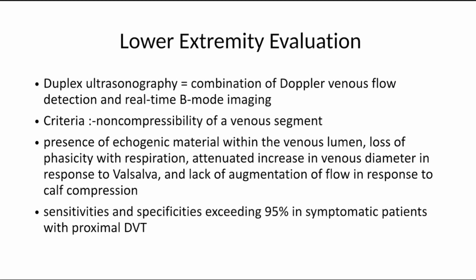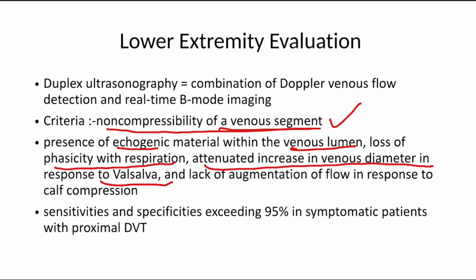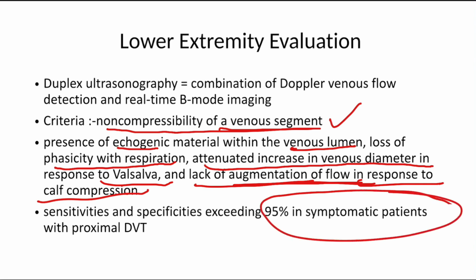For lower extremity evaluation, we perform duplex ultrasonography. It is the combination of Doppler venous flow detection and real-time B-mode imaging. What is the criteria? Non-compressibility of the venous segment should be there. If it is there, then we think it is because of DVT. Other findings are presence of echogenic material within the venous lumen, loss of phasicity with respiration, attenuated increase in venous diameter in response to Valsalva, and lack of augmentation of flow in response to calf compression. We are compressing the calf, and still there is a lack of increase in the flow. They are telling that sensitivity and specificity are 95% in symptomatic cases with proximal DVT.